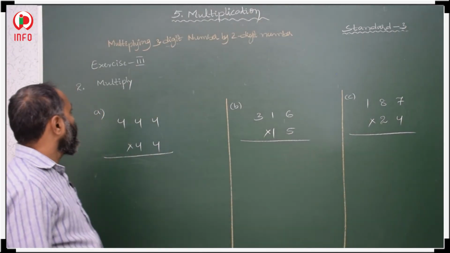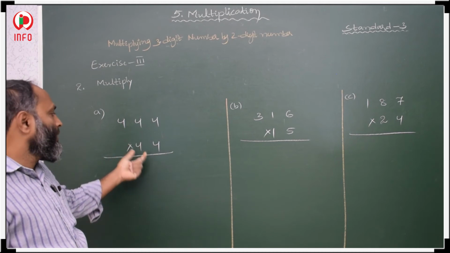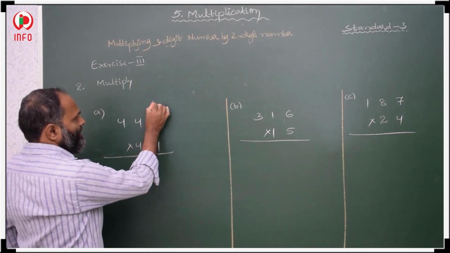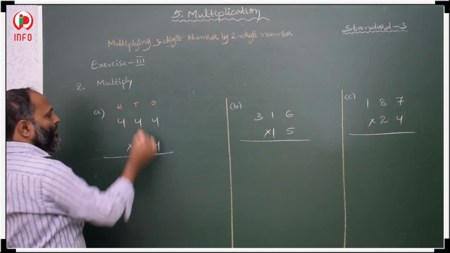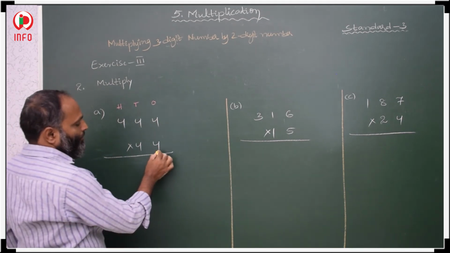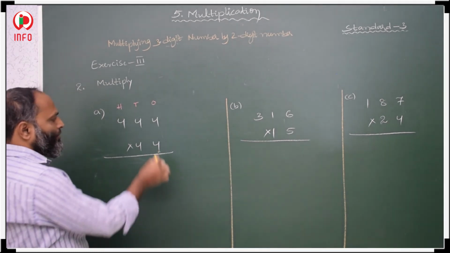Okay? Yes, now multiply. Here 3-digit numbers are given. A 3-digit number is multiplying with a 2-digit number. So first, write the place values here: ones place, tens place and hundreds place. So first, we start multiplication from 4. In ones place we have 4. 4 with 4.